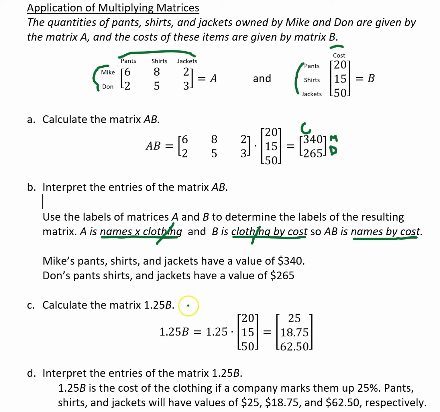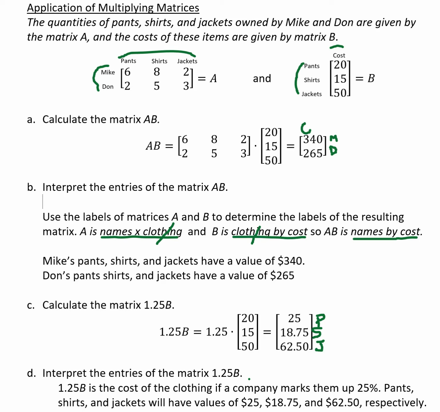Let's take a look at a different situation. Calculate the matrix 1.25B. And this is a scalar multiplication. So we're supposed to take 1.25 and multiply it with matrix B. The result of that is 25, 18.75, and 62.50. So remember that the 25 is the label for pants, 18.75 is the label for shirts, and the 62.50 is the label for jackets.